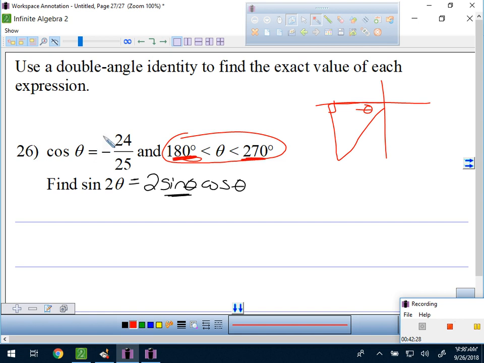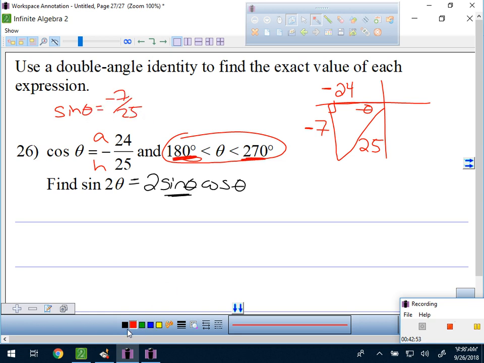It tells me that cosine is adjacent over hypotenuse, so that's going to be 24 and 25. Remember, the hypotenuse can never be negative, so that has to be my negative 24. If you do Pythagorean theorem on this, you should get a value of 7, and it should be negative 7 because you're going down, so that's negative 7. So cosine is negative 24 over 25. Sine is negative 7 over 25.